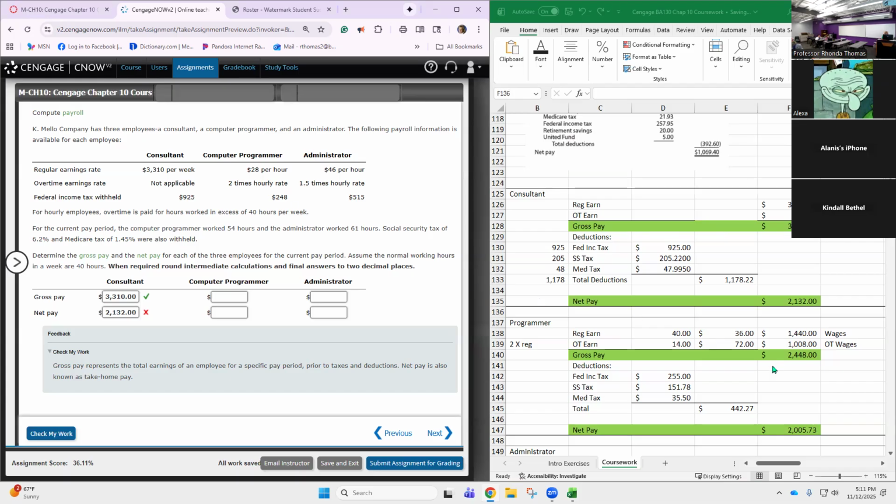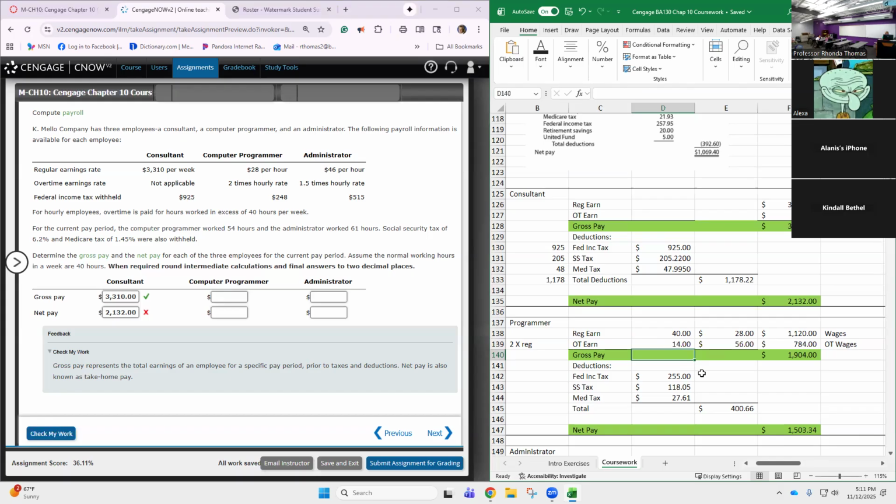Okay, he is paid by the hour. So my programmer is making $28 an hour. So 40 times 28 gives me my regular wages of $1,120. His overtime is not time and a half, it's 2 times the regular amount, right?